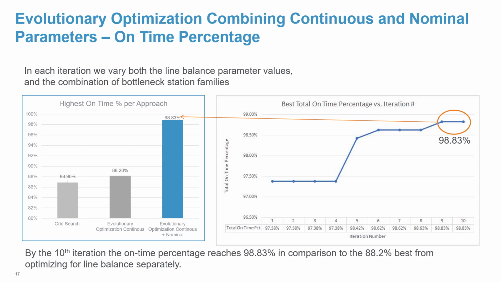By the 9th iteration, the on-time percentage reached 98.83%, which is a huge improvement compared to 88.2% from optimizing line balance separately and 86.9% which grid search got.